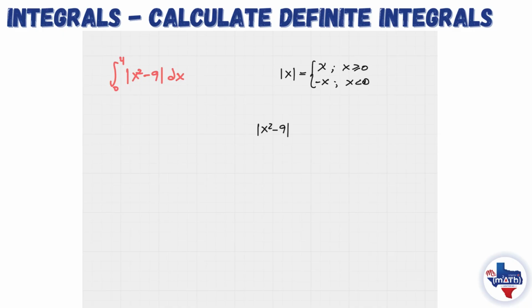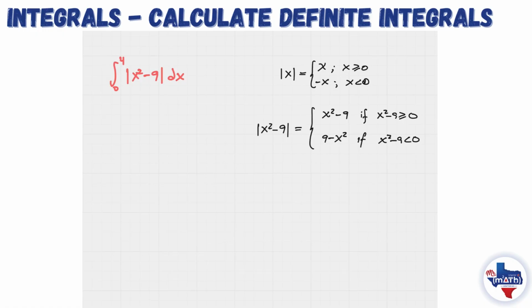We have absolute value of x squared minus 9, and this has to be equal to what? To the positive behavior x squared minus 9 if x squared minus 9 is greater or equals than 0, and a negative behavior, which will be negative x squared plus 9, that we can write actually 9 minus x squared, will be easier, if x squared minus 9 is less than 0.